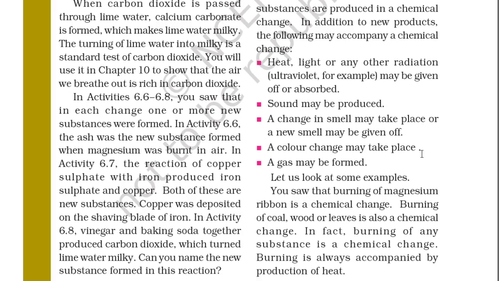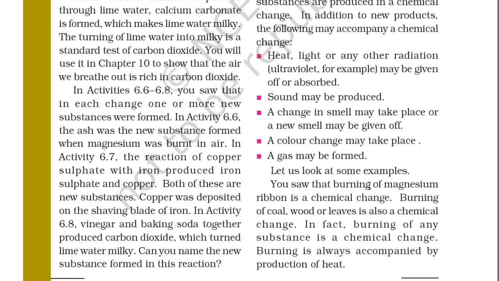Let us look at some examples. You saw that burning of magnesium ribbon is a chemical change. Burning of coal, wood or leaves is also a chemical change. In fact, burning of any substance is a chemical change. Burning is always accompanied by production of heat. So burning always results in a chemical change.